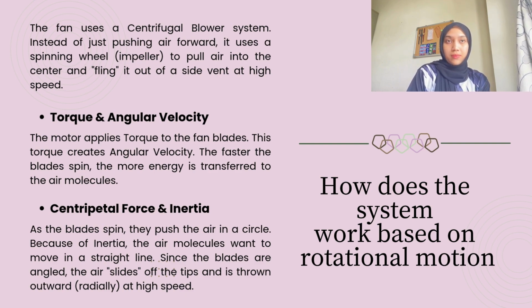So for the concepts, firstly, torque and angular velocity. The motor applies torque to the fan blades. This torque creates angular velocity, which is omega. So the faster the blades spin, the more energy is transferred to the air molecules. The second concept is centripetal force and also inertia. As the blades spin, they push the air in a circle. Because of inertia, the air molecules want to move in a straight line. Since the blades are angled, the air slides off the tips and is thrown outward radially at high speed.